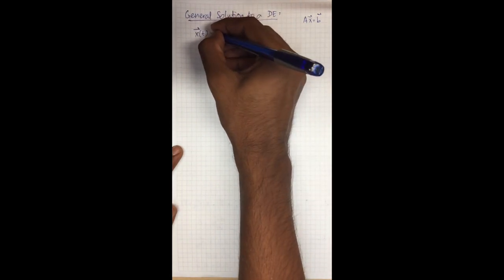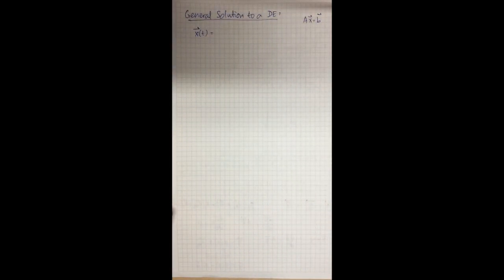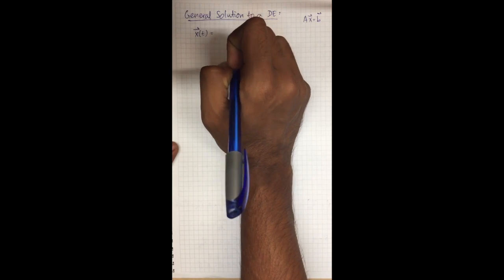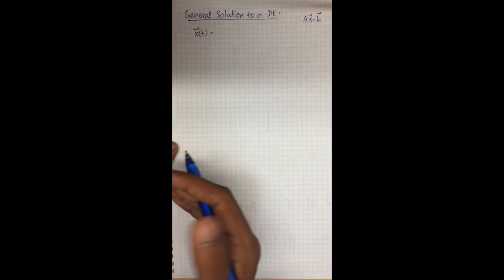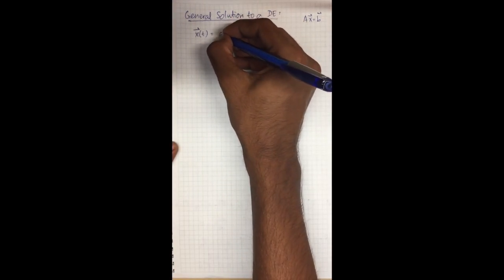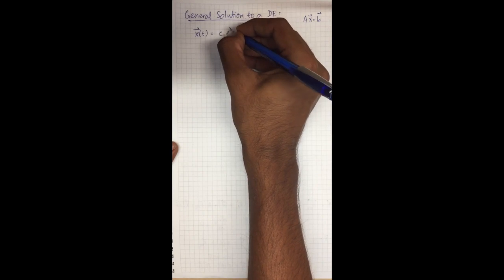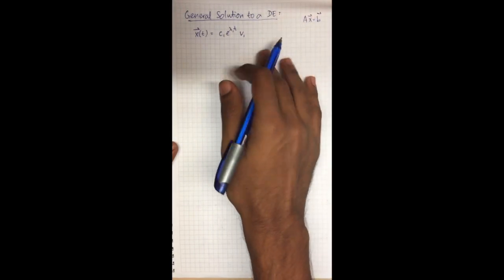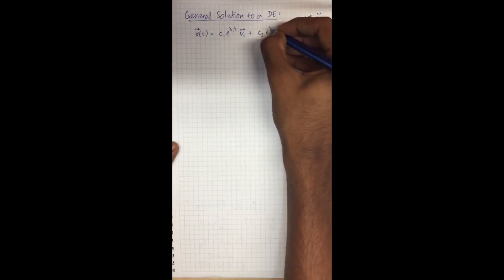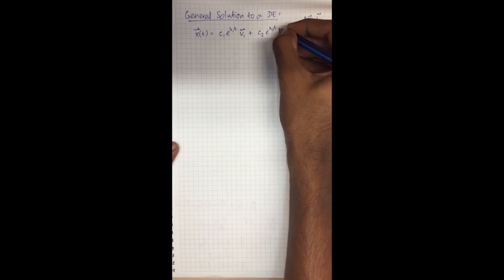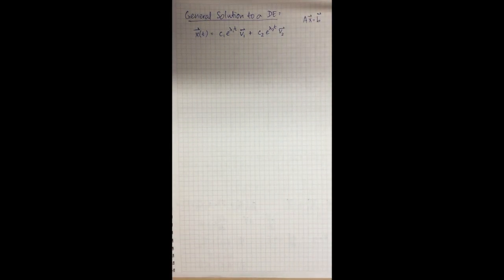So what we would do over here is, I've actually told you earlier that it's just a combination of e to the lambda t times the eigenvector. So one small change when you come to the general solution: you're just going to put in a constant, like how we did before in first order differential equations. So I'm going to put c1 e to the lambda 1 t times the corresponding eigenvector v1 plus c2 e to the lambda 2 t times its corresponding eigenvector v2.